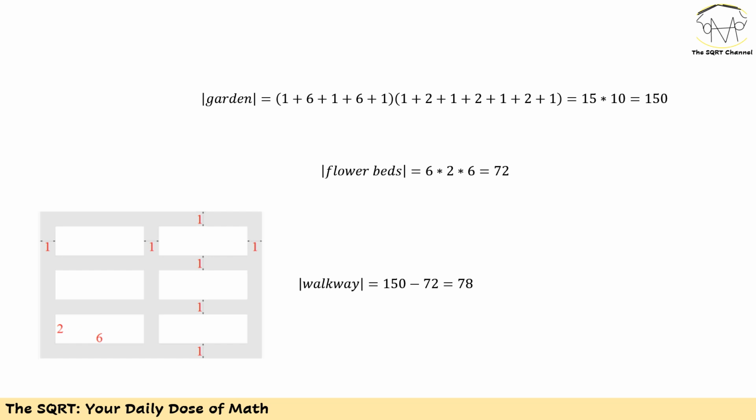Now talking about the flower beds. A flower bed is 2 by 6, so the area that we have for just a single flower bed is going to be 2 times 6, and then we have 6 of those, so total area is going to be 72 square feet. And finally, the area that we have for the walkway is going to be 150 minus 72, which is 78, and that's our answer here.